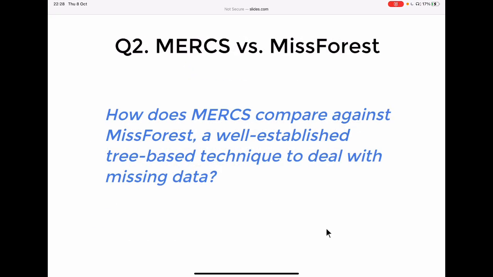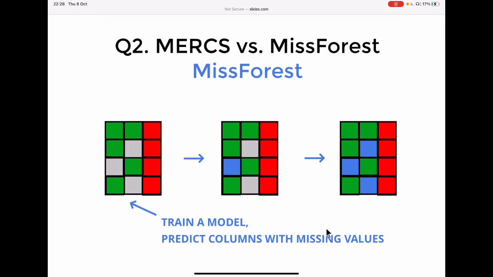This brings us to our second research question: how does MERCS compare against MissForest, which is a well-established tree-based technique to deal with missing data? So first, let me explain a bit about MissForest. This is also a multi-directional model. So you train a model and you predict your missing values. So this is your initial state, and then you predict these missing values like this.